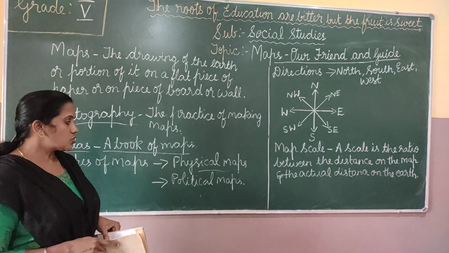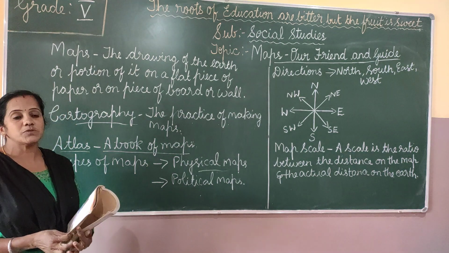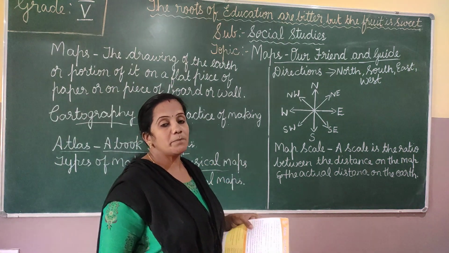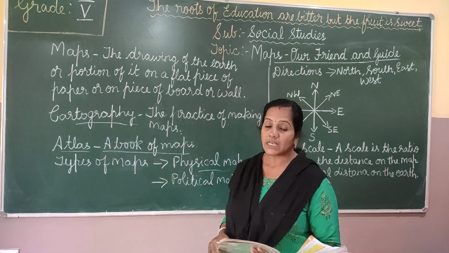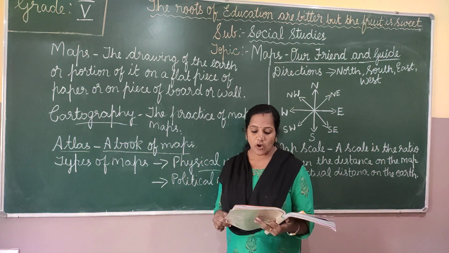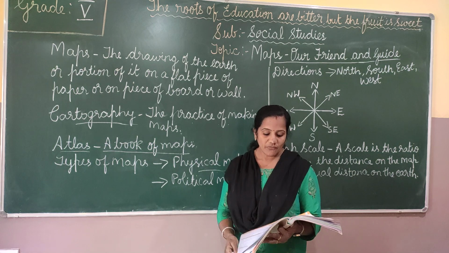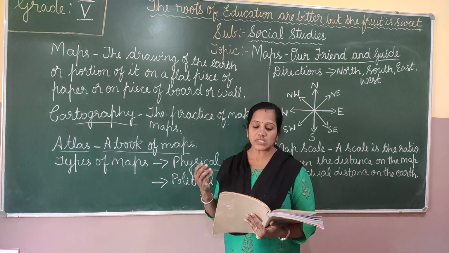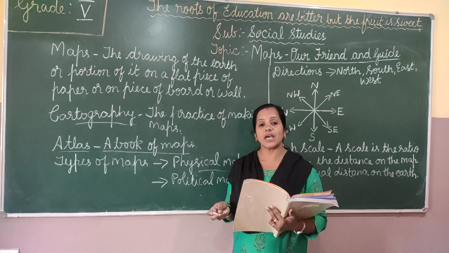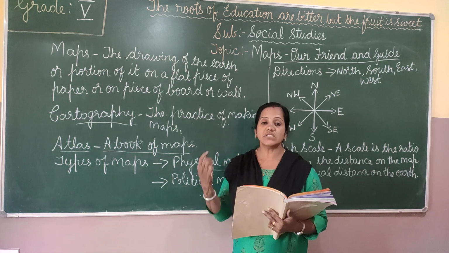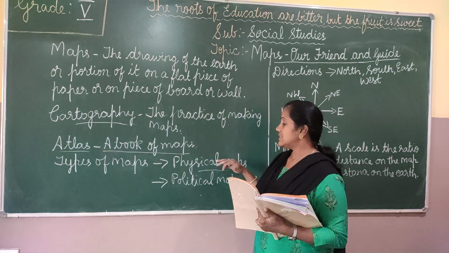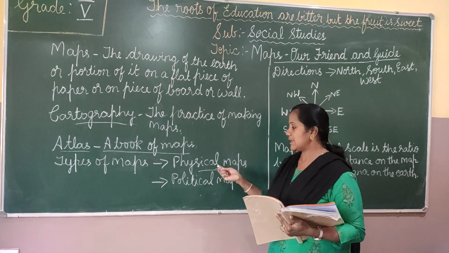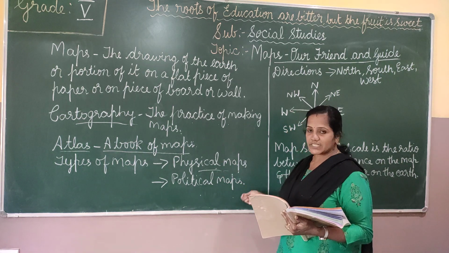So these are the two types of maps: physical maps and political maps. Besides these maps, there are maps that show crops, soil, natural resources, forests, wildlife, minerals, industries, population, transport and temperature. As I told you before, we have different types of maps, but these are the two important types: one is the physical map and the other is the political map.